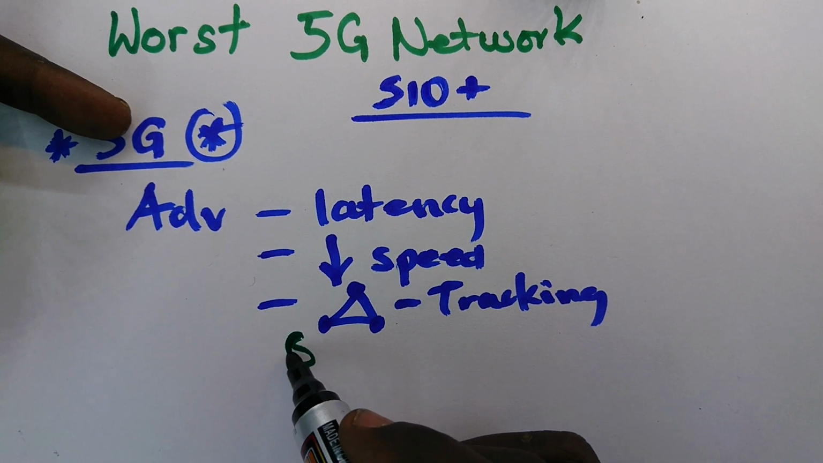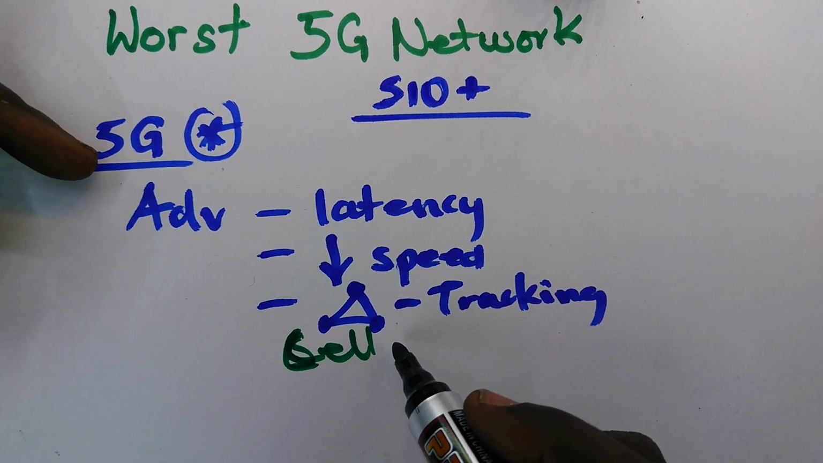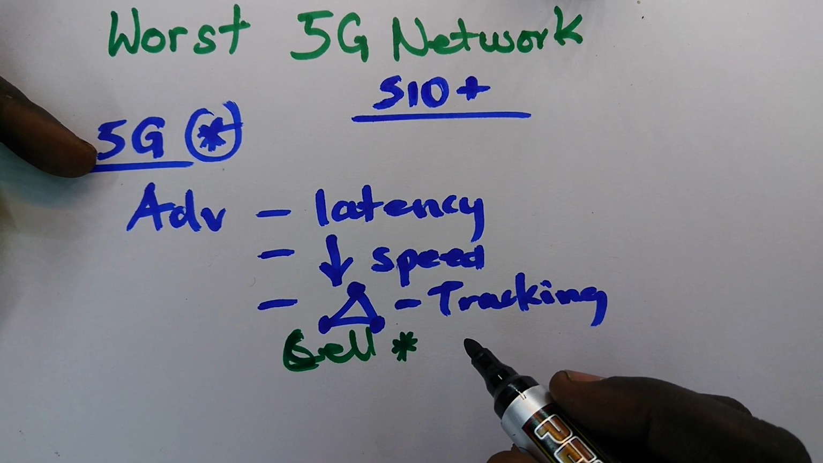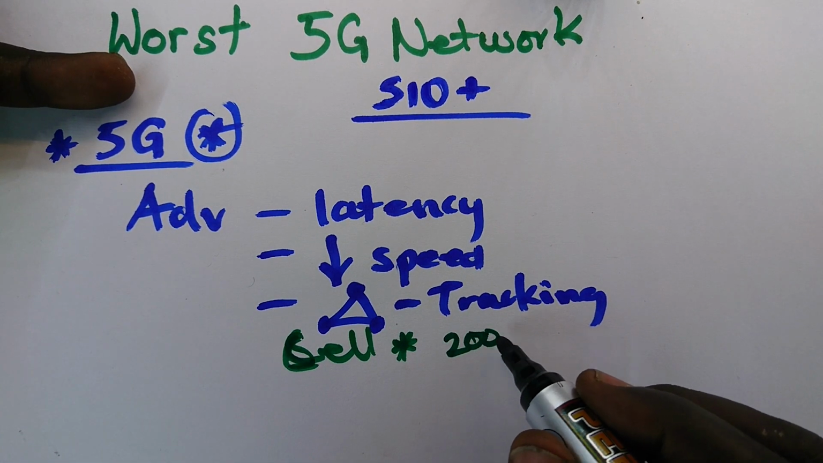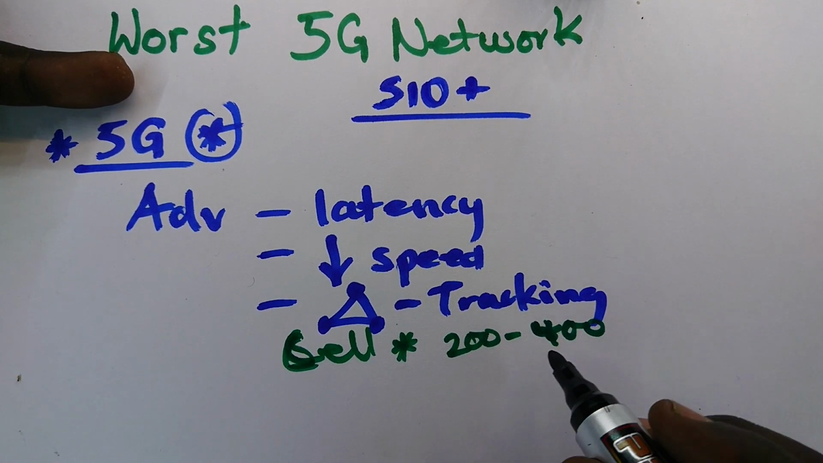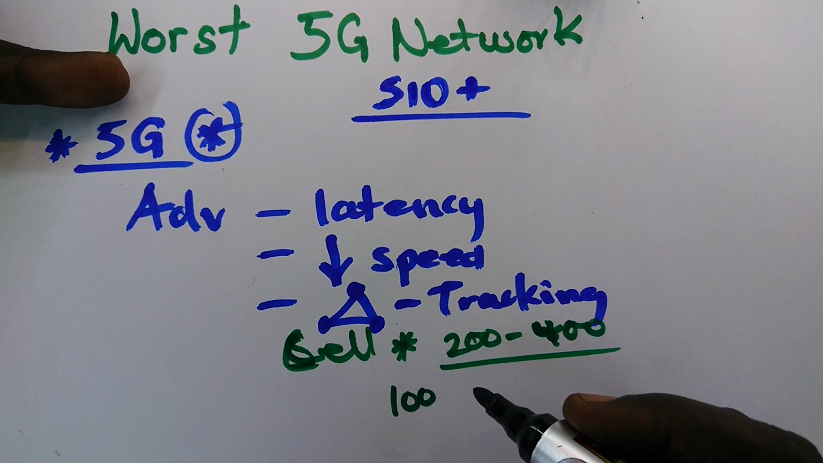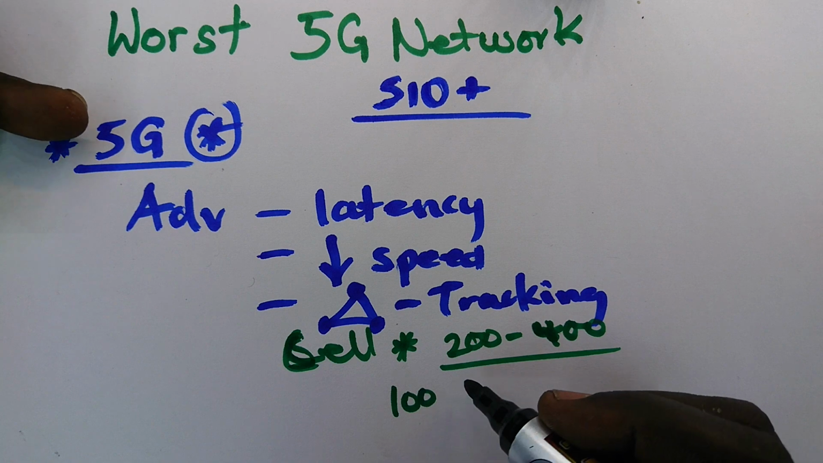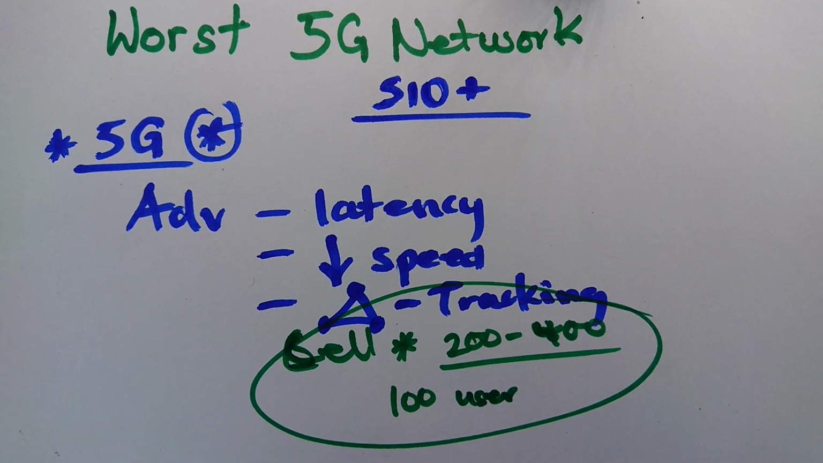In other words, antennas have to be very near each other. The other disadvantage is that where a 4G cell would accommodate about 200 to 400 users, 5G will just be looking at about 100 users. Okay, this was a prank. Don't mind me. Actually, 5G accommodates more users per cell, but pardon that, I didn't intend it.